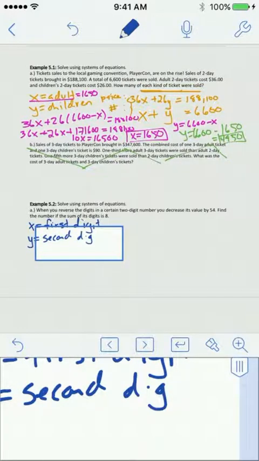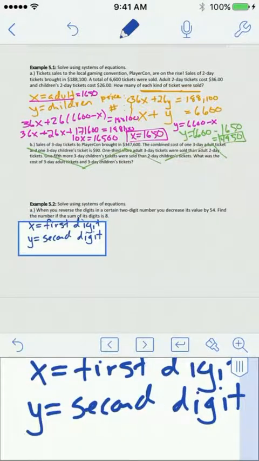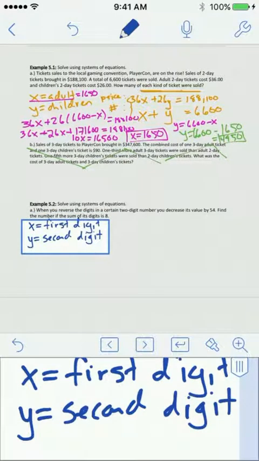Now, this will create my number, right? So at the end of the day, if I had x is equal to 5, y is equal to 4, I know my number is 54. Or if x is 3 and y is 2, then I know my number was 32. That way I can build that at the end. So I'm just using a little trick here.